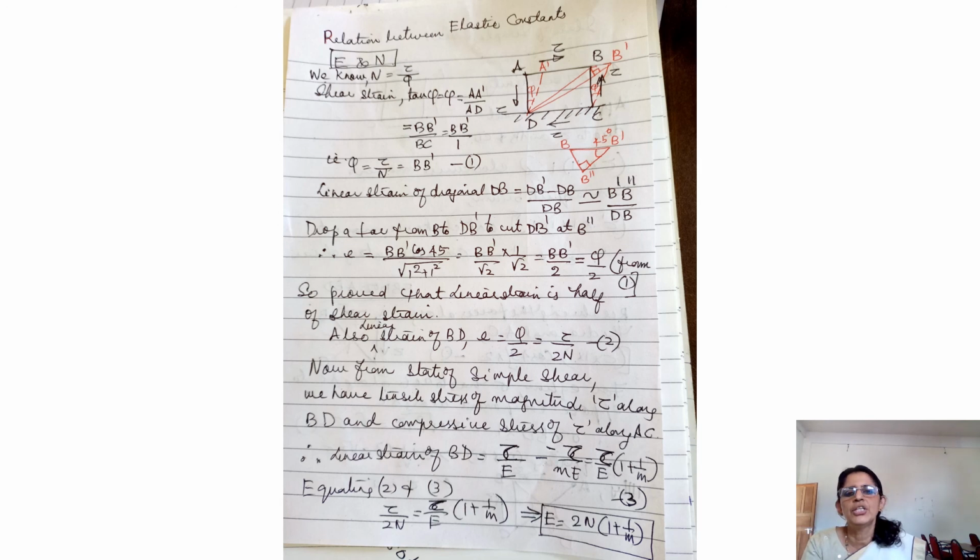BB dash from equation 1 is nothing but your shear strain, that is phi by 2. So what we have derived here is that linear strain is equal to half of the shear strain. So this much derivation is done, proving that linear strain is half of the shear strain. Also, linear strain of diagonal BD is equal to phi by 2. We have already proved phi in terms of capital N is tau by N. So we will get it as tau by 2N.